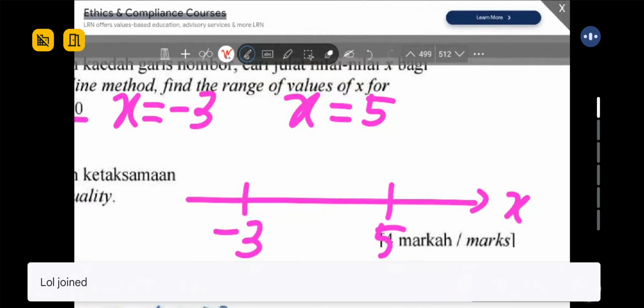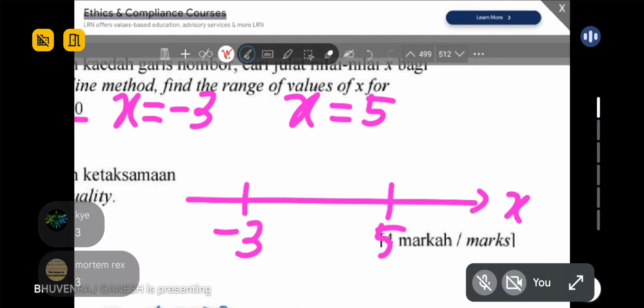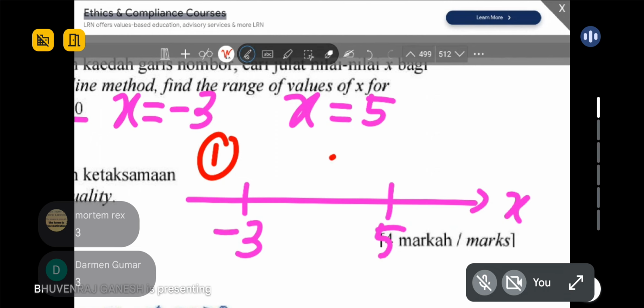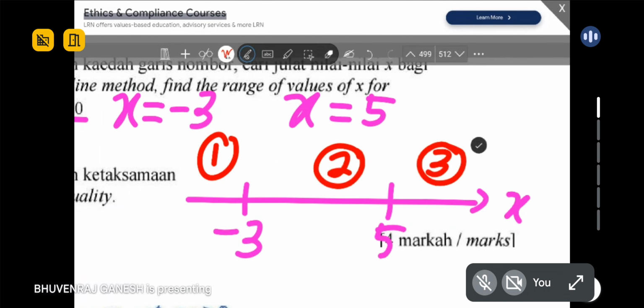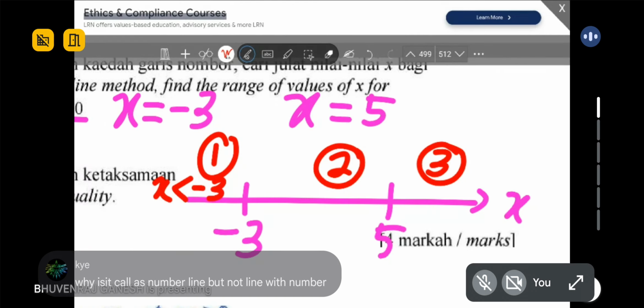Can you all tell me how many regions you see based on this number line? Yes. Okay, this is the first region. This is the second region. This is the third region. Okay, so first region, x less than -3.